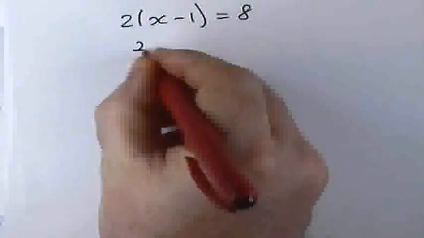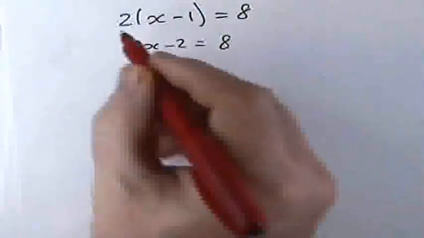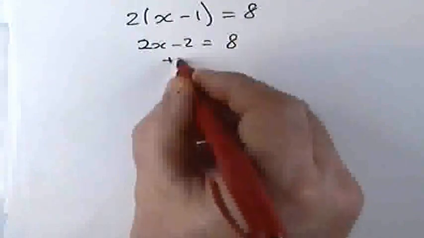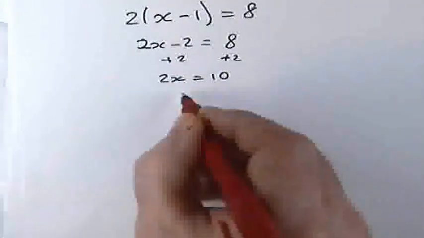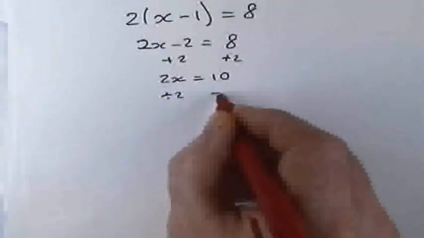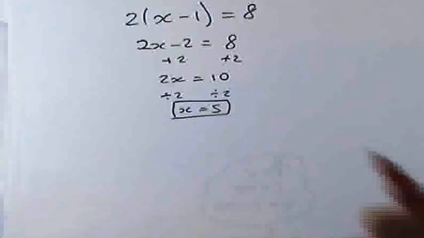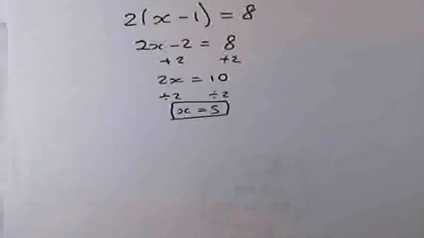So if you've got a bracket, just expand it. We get 2x minus 2 is equal to 8. We've expanded the left hand side, there was nothing to expand on the right hand side, so there's nothing to do. Now we solve it as before, so we're adding 2 to both sides. And now we divide both sides by 2, and we get x is equal to 5. So that's it. When you've got brackets, get rid of them by expanding them, but expanding them carefully.